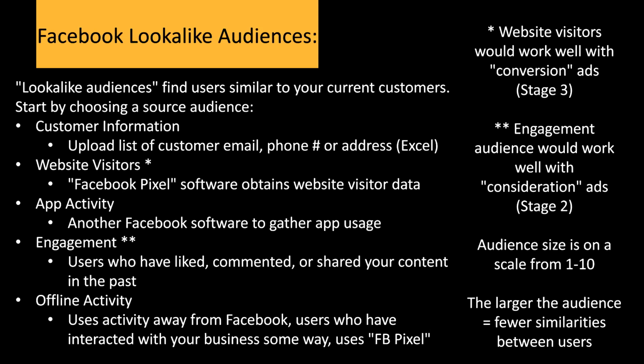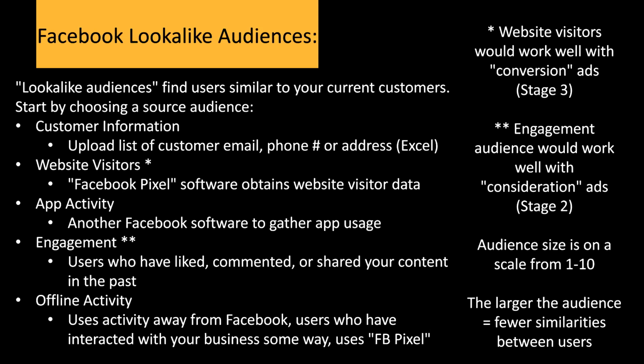Engagement. This is going to be users who have liked, commented, or shared your content in the past. And that one's really good for consideration ads in stage 2. And then offline activity. This is going to be using activity from the user on the internet, but off of Facebook. So maybe people have interacted with a certain website or called a certain phone number. It's going to also use Facebook Pixel.